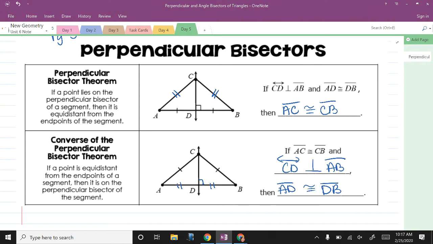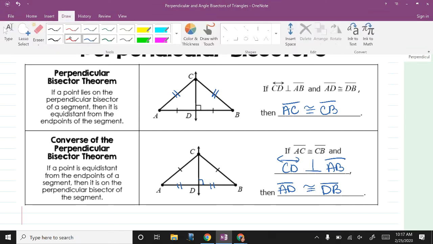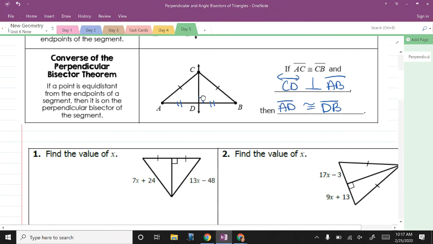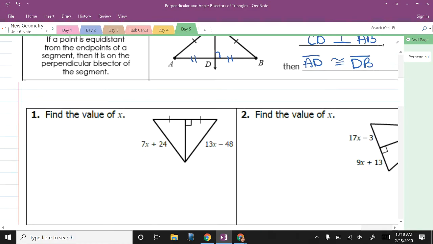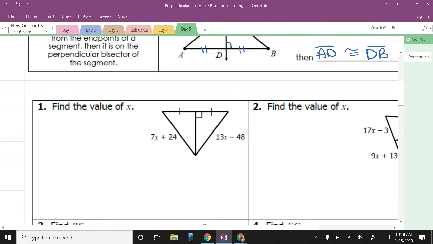Okay? Goes both ways. And I want a red pen, so give me a second. All right. Oblivious to the world. All right. I'm being facetious.